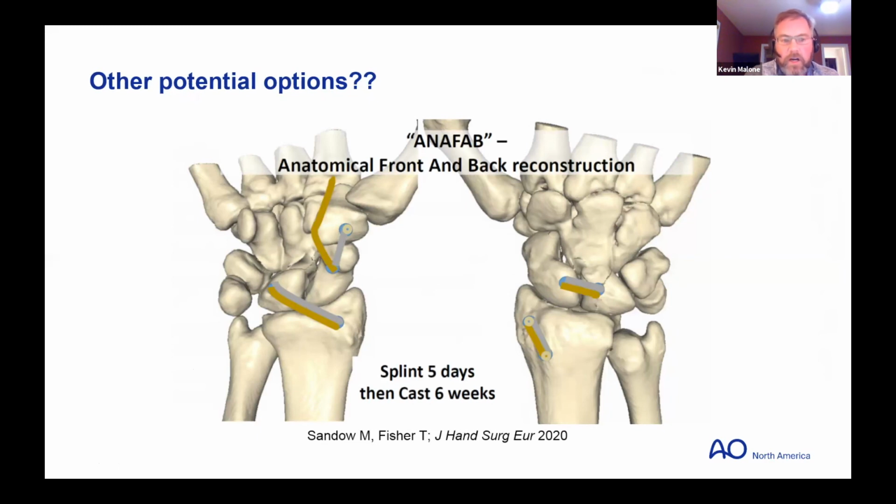In the beginning of the talk, we mentioned some of the other structures, and this ANAFAB front and back reconstruction that was published last year, with some promising early results, also reconstructs this long radiolunate ligament to help control lunate rotation as well.